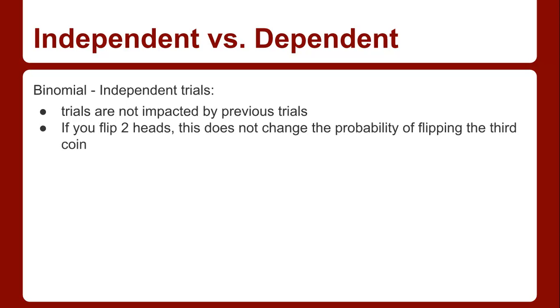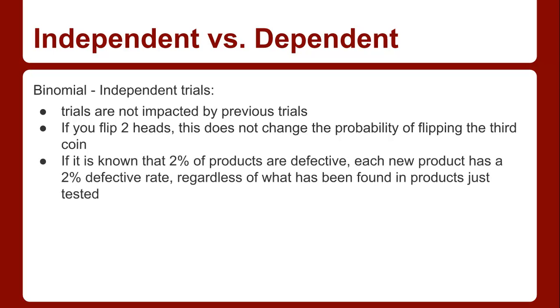If you flip 2 heads, this does not change the probability of flipping the third coin. If it is known that 2% of products are defective, each new product has a 2% defective rate, regardless of what has been found in products that were just tested. That's the idea here. Just because you already got 2% in this batch doesn't mean the next one is not going to be defective. It's 2% altogether.